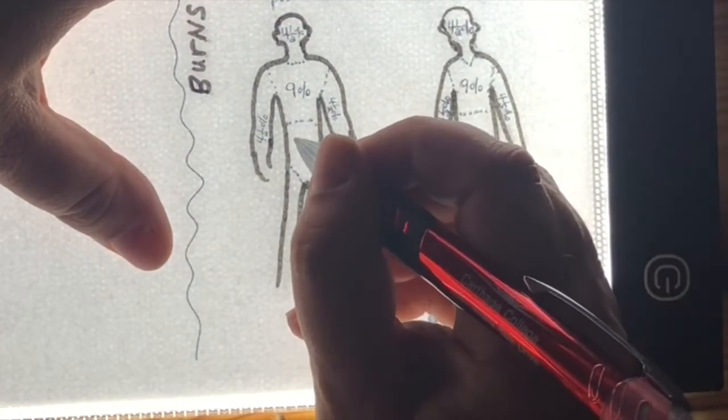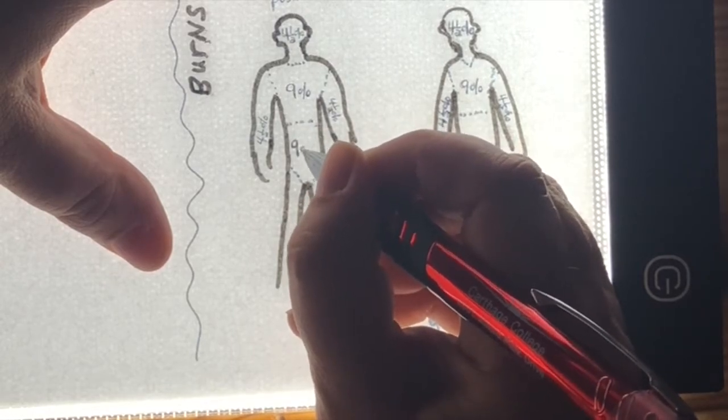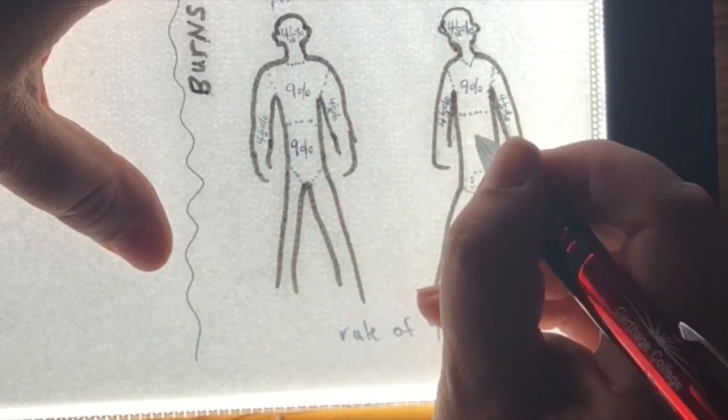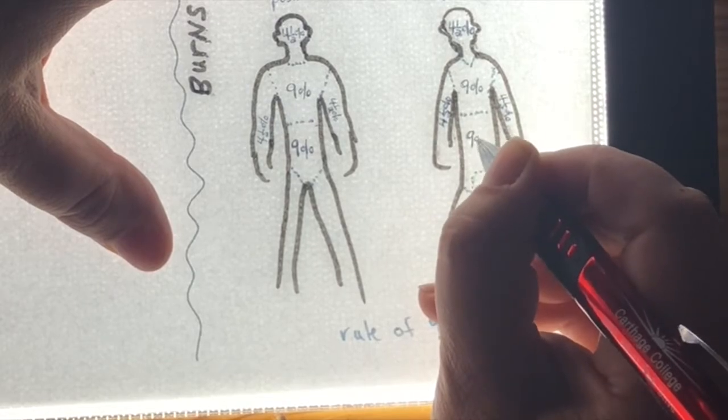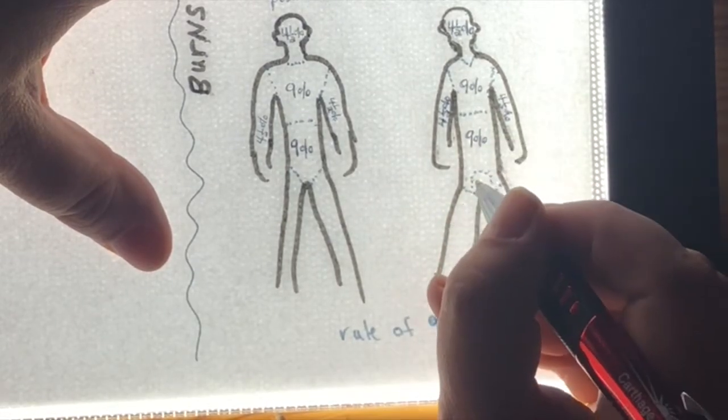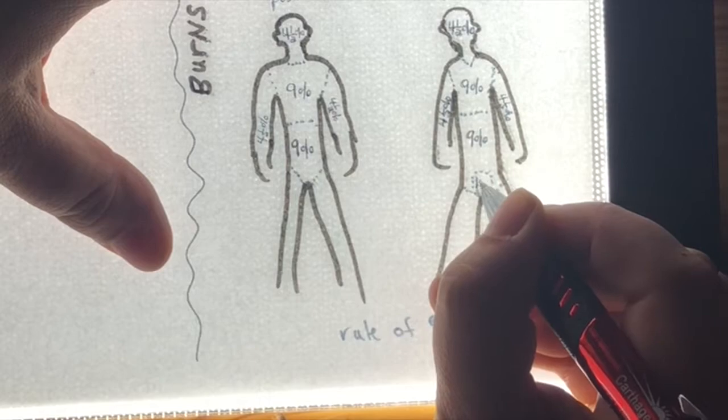We turn to the abdominal region, 9% in the front, the anterior, 9% in the posterior, 1% for the inguinal region.